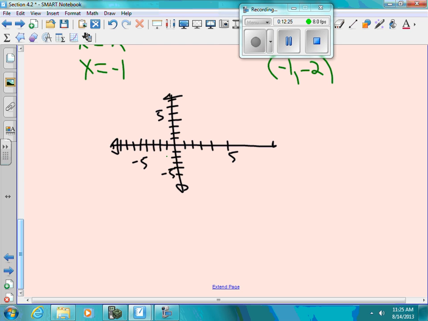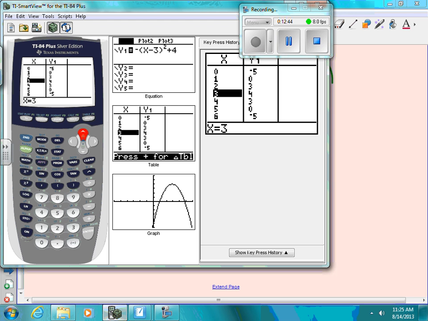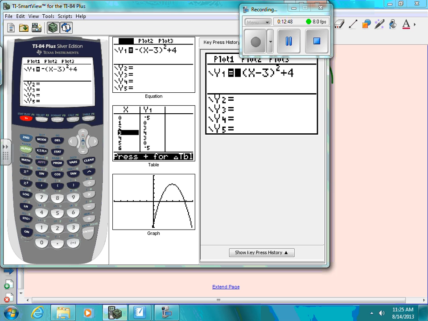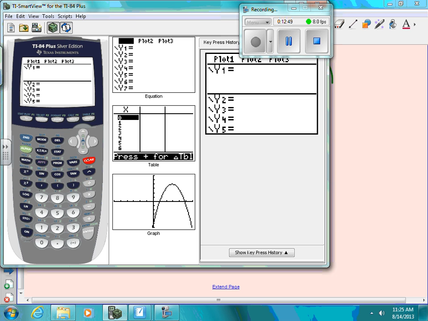Negative 1, negative 2 is right here. That's our vertex. Our axis of symmetry is x equals negative 1. I don't know why I like to use these red dots, but I do. There's our axis of symmetry. Now we need values on either side. We can make a table by hand, or we can just go to y equals and let the graphing calculator do it for us. So 1/2.